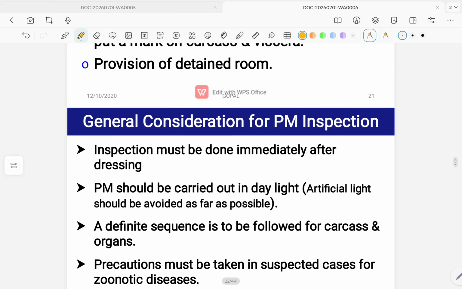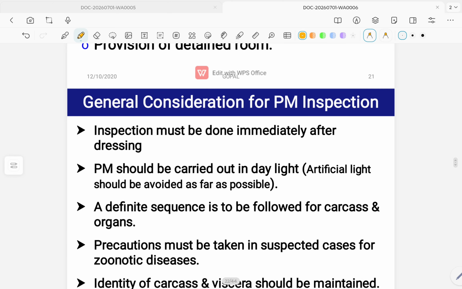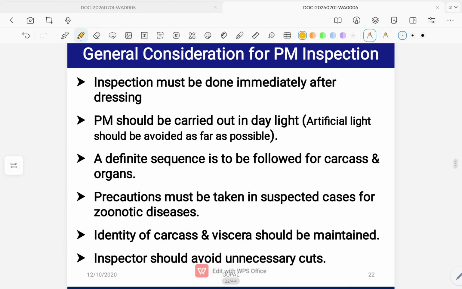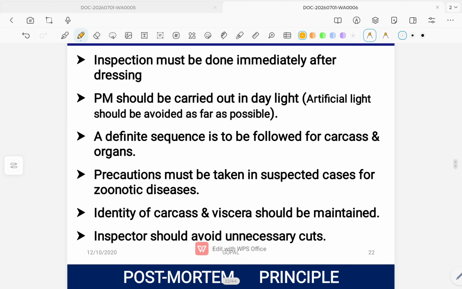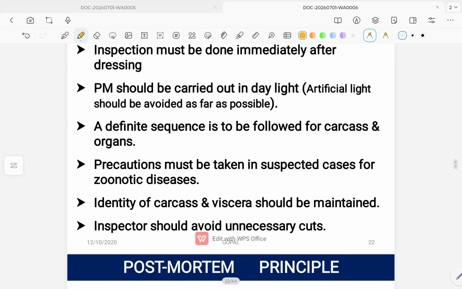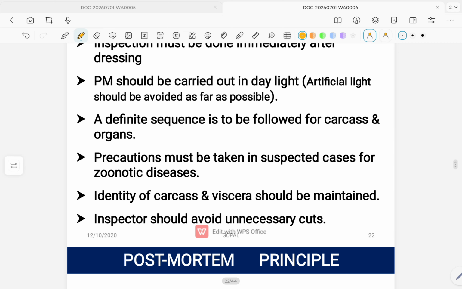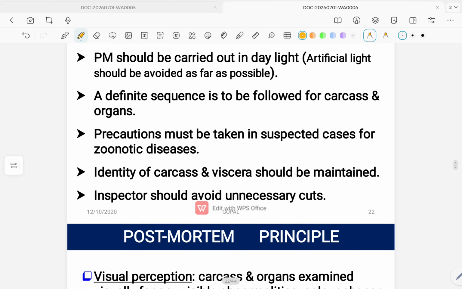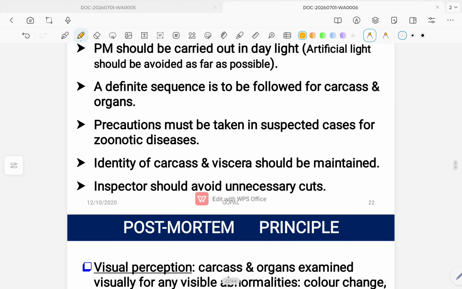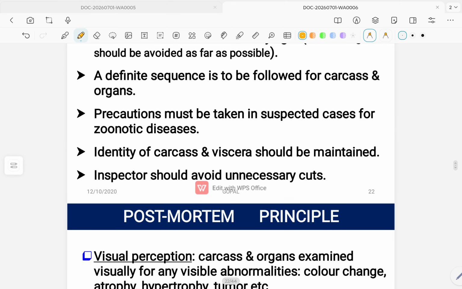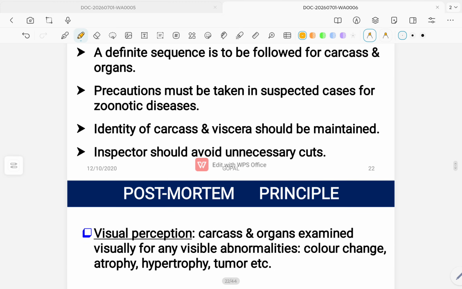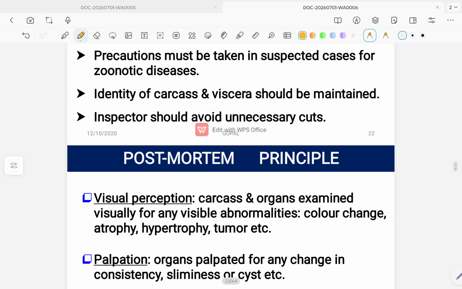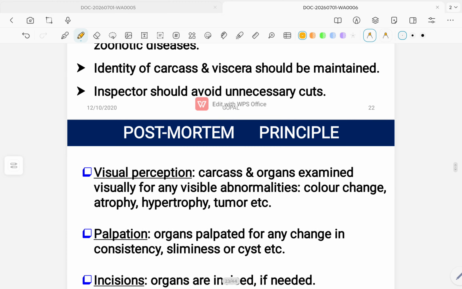General considerations of PM inspection: inspection must be done immediately after dressing. PM should be carried out in daylight. Artificial light should be avoided as far as possible. A defined sequence is to be followed for carcass and organs. Precaution must be taken in suspected cases of zoonotic disease. Identity of carcass and viscera should be maintained. Inspector should avoid unnecessary cuts.